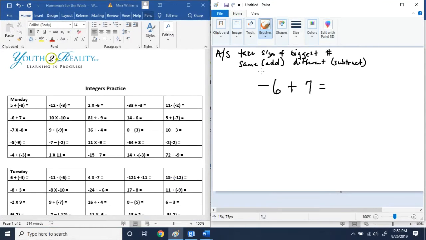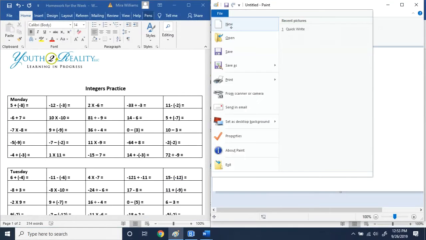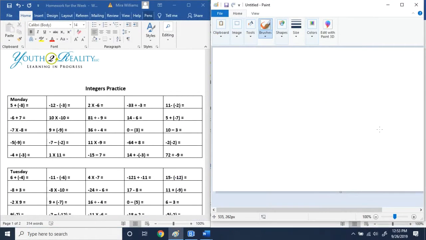Okay, so we have a negative 6 and a positive 7. The sign of the biggest number is positive. The signs are different, so we're going to subtract. 7 minus 6 is 1. The video is moving a little too fast for you. Just pause it and catch up and try to work some of these on your own. So 10 times a negative 10 is going to be a negative 100.